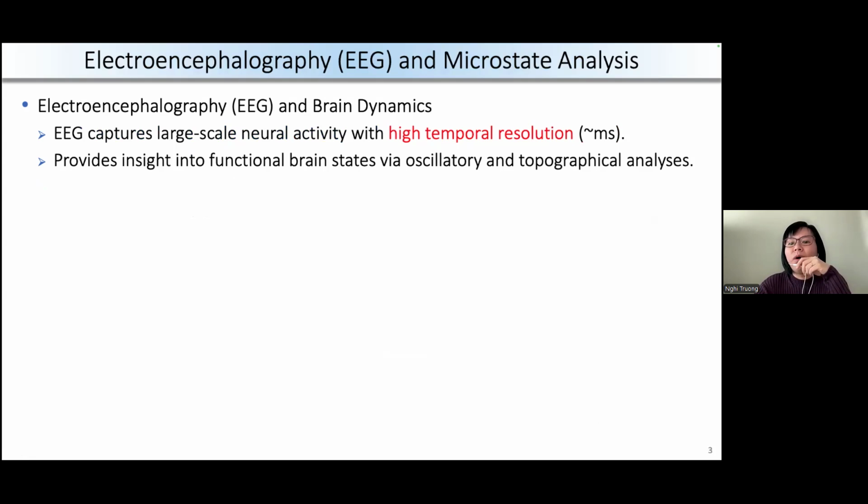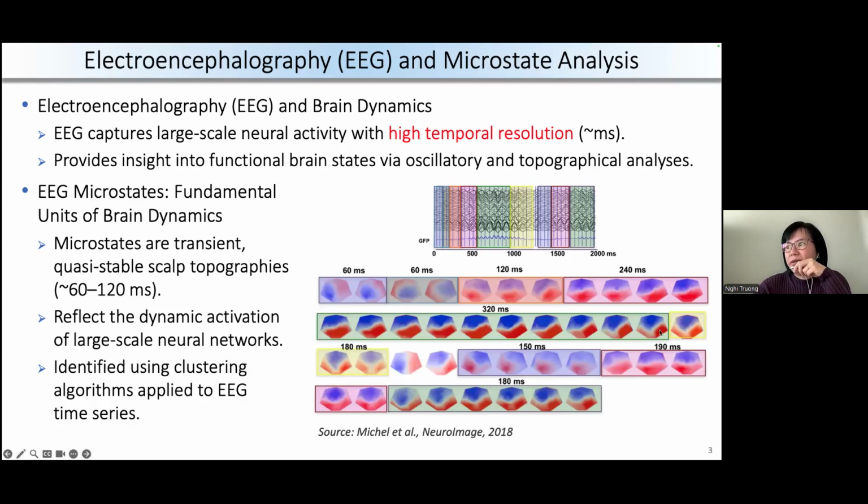To understand how tPBM influences brain function, we need a reliable method to measure neural activity in real time. EEG provides an excellent tool for this purpose due to its high temporal resolution. It allows us to track rapid fluctuations in neural activity and analyze functional brain states. In EEG recordings, microstates are the fundamental unit of brain dynamics. As you see in the figure, a microstate is a transient, quasi-stable scalp topography, and it reflects the dynamic activation of large-scale neural networks. Microstates can be identified using a clustering algorithm applied to the EEG time series.